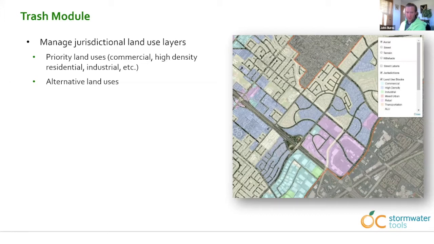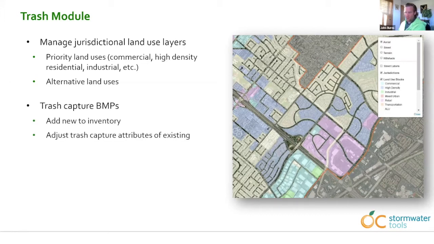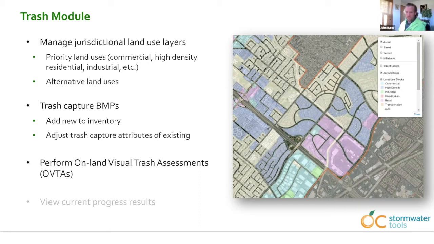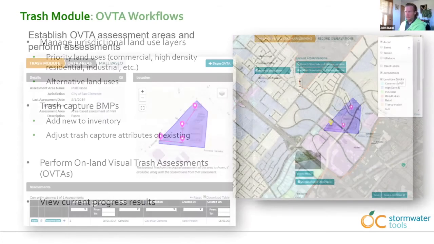priority land uses. The trash module allows inventory of new trash capture BMPs and addressing the trash capture attributes of existing BMPs, and then performing the required field assessments of visual inspection of trash loading. The trash module has a spatial calculation engine that overlays these inventories and land use layers and field inspections, mashes the layers together and summarizes various markers of progress towards reducing trash load to the receiving waters.